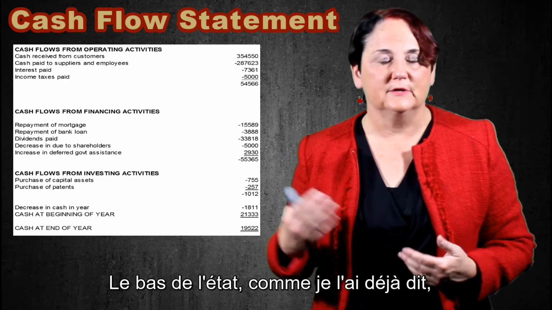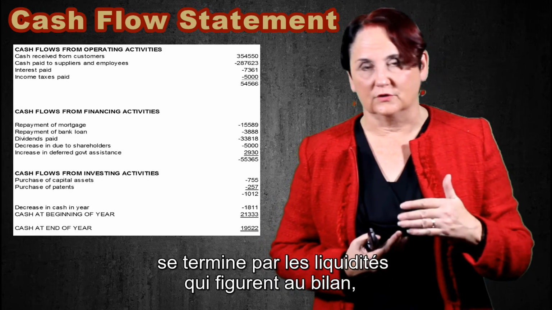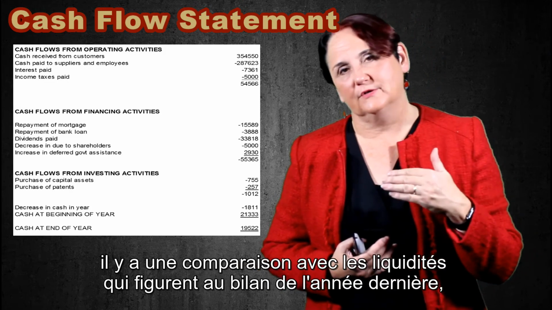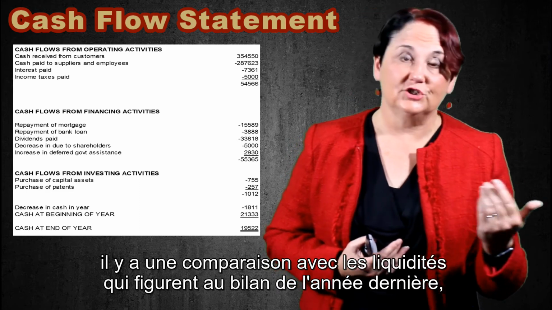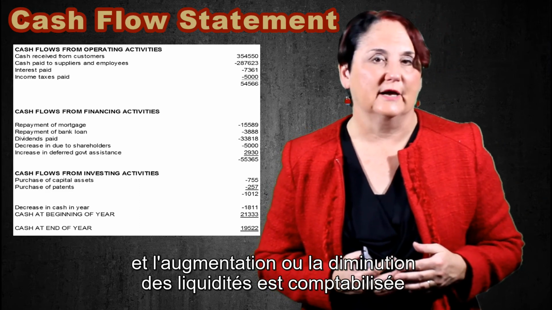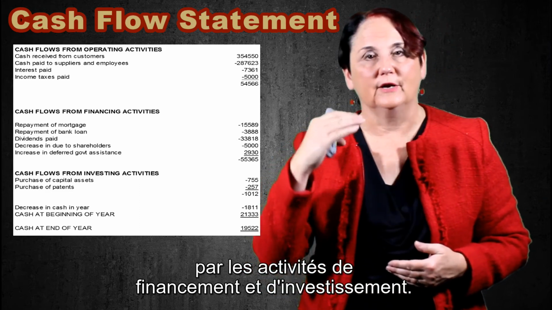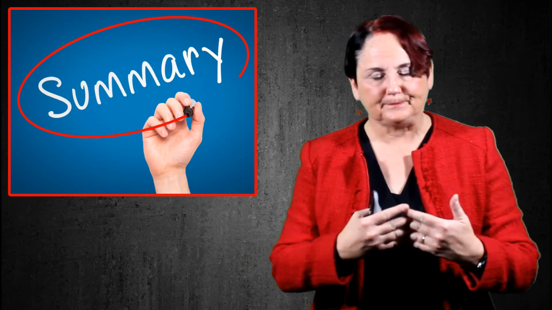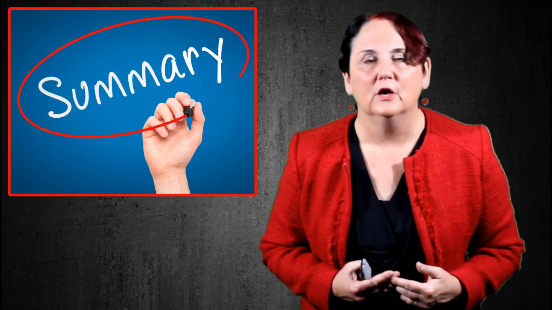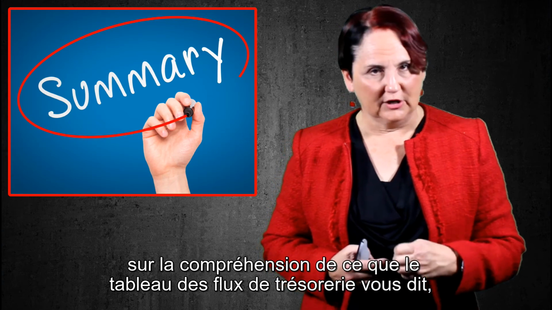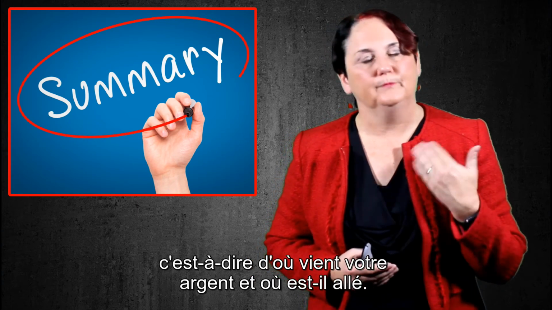The bottom of the statement, as I've said before, ends with the cash that shows on the balance sheet. It has a comparison to the cash that showed on the balance sheet last year, and the increase or decrease in cash is accounted for by operating, financing, and investing activities. So this lecture was about cash flow, understanding what the cash flow statement is telling you, which is where did your money come from and where did it go.